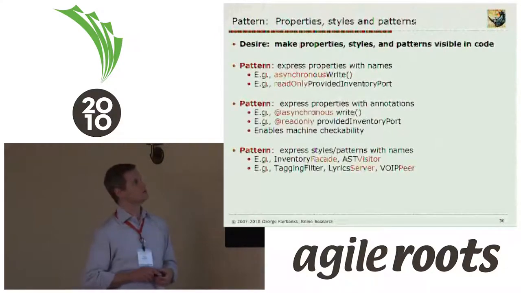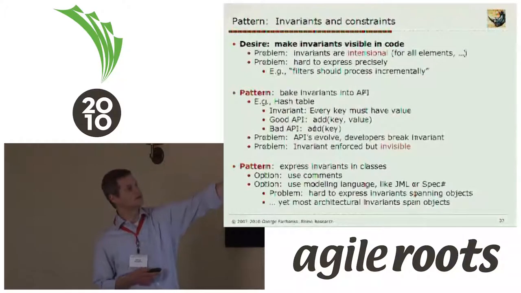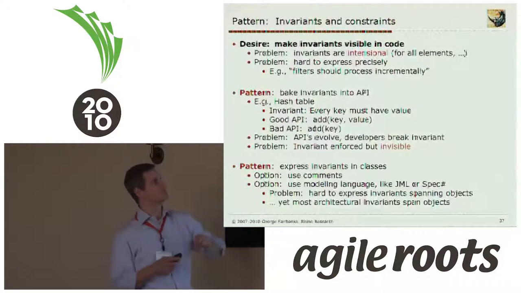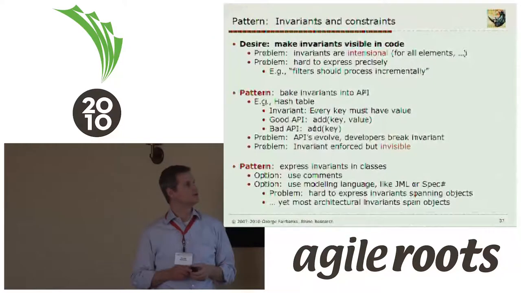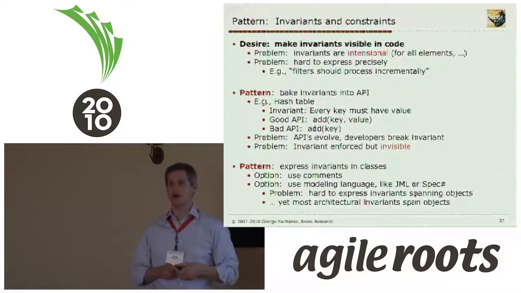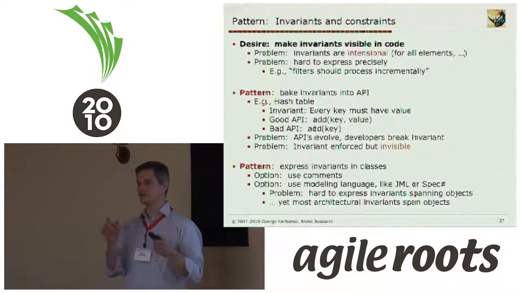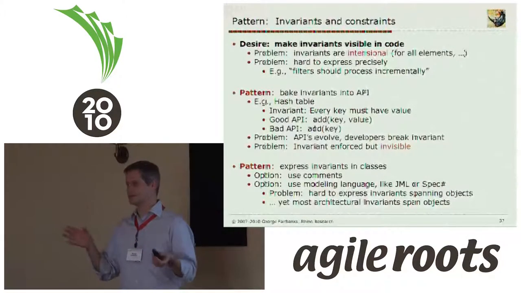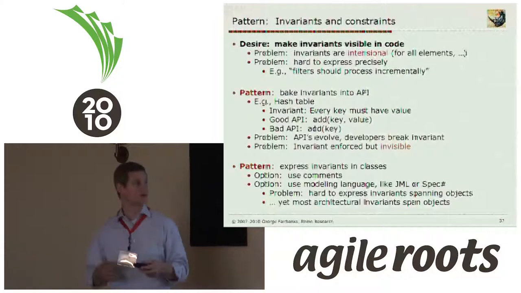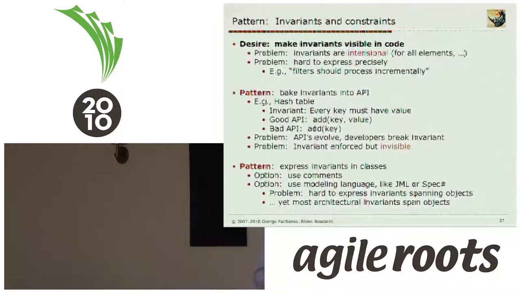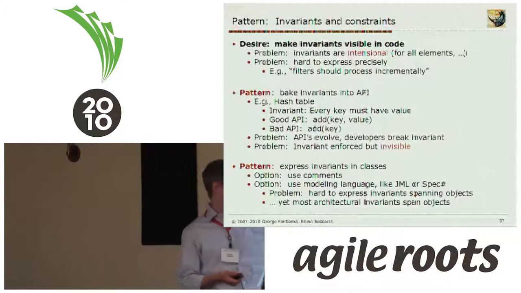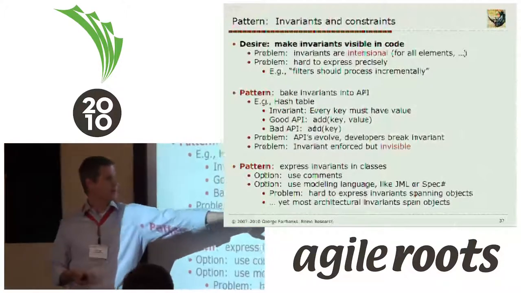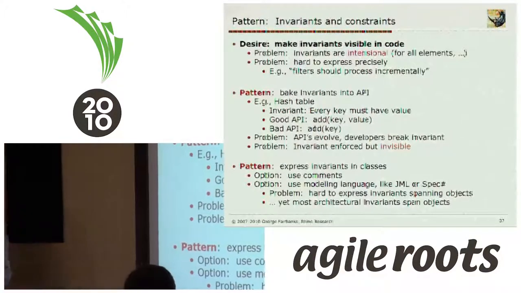Making invariants visible in the code is tough, again, because they're intentional, that is, for all elements, don't do this thing. So the first thing you could do here is bake the invariants into the API. If you guys ever use a hash table, you'll notice you can't add a key without a value, right? So what they're saying is it doesn't make any sense to add just a key or just a value, so when they do something like add key value, and this would be a bad API, right? Because this would allow me to break the invariant. So the good news is that it's enforced. The bad news is it's invisible, and as the API evolves, the developers may accidentally break the invariant, okay?